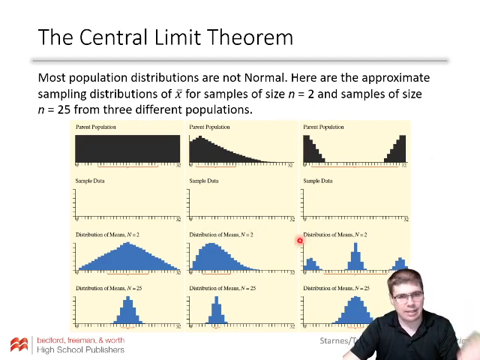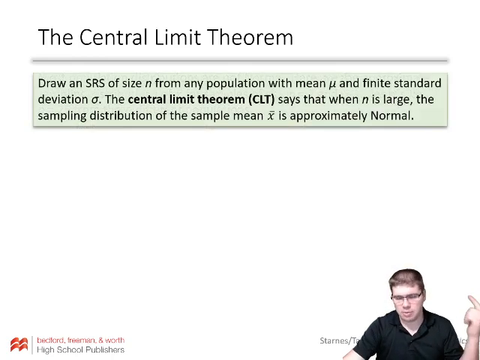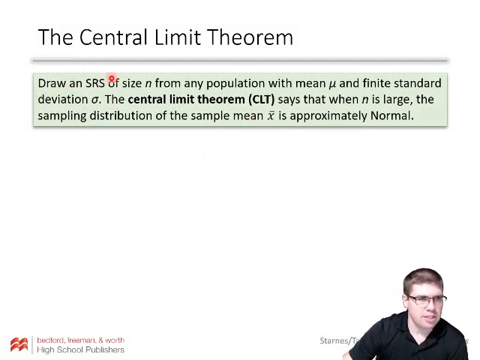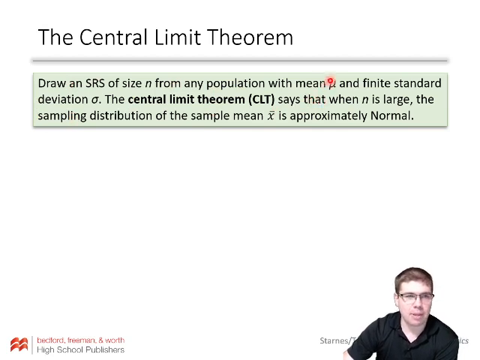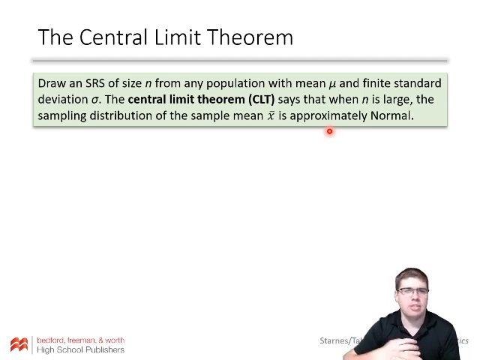This is what's so important about this: the larger the sample size gets, the more it approaches an approximately normal sampling distribution, regardless of the population. So draw an SRS of size n from any population with mean mu and finite standard deviation sigma. The central limit theorem, which we abbreviate CLT, says that when n is large, the sampling distribution of the sample mean X bar is approximately normal. So the larger we get, the closer it approaches an approximately normal sampling distribution.